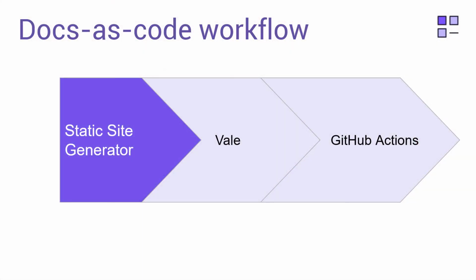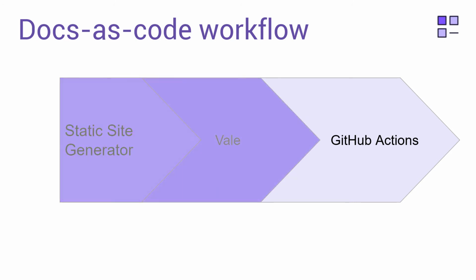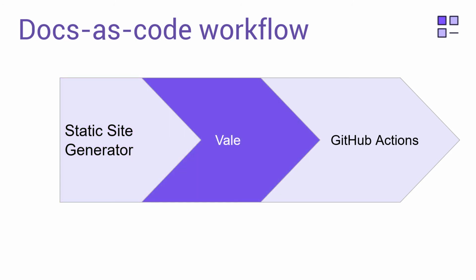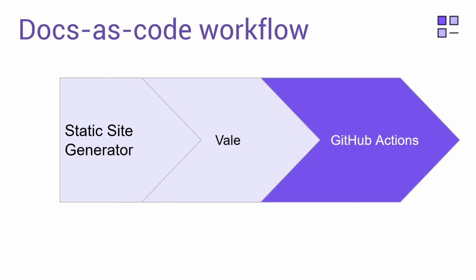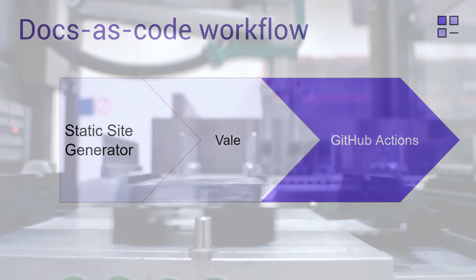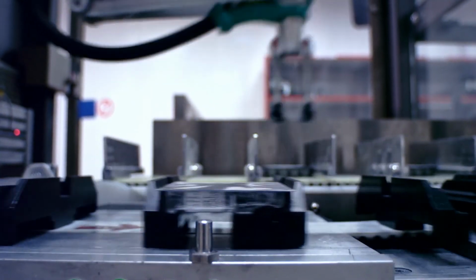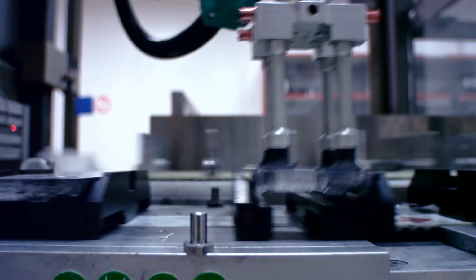So this is how docs as code works. You have your static site generator, which you use to compose your documentation. You have your linter, like for example Vale, which will help you in achieving documentation that adheres to standards. And then finally, you have GitHub Actions, which allows you to automatically build, test, and deploy your documentation website.